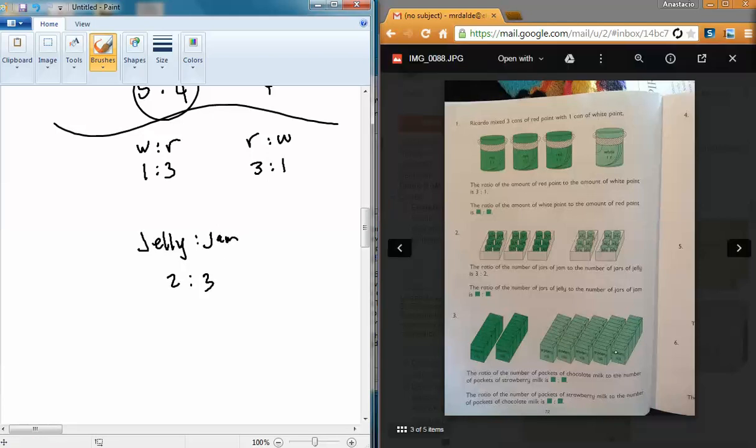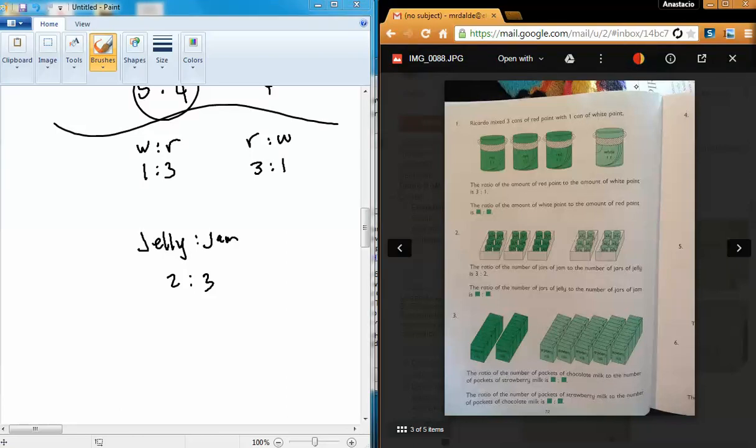And then the ratio of the number of packets, I can't even see that. Sorry, excuse me 1 second. Why can't I? Oh, it's still thinking.